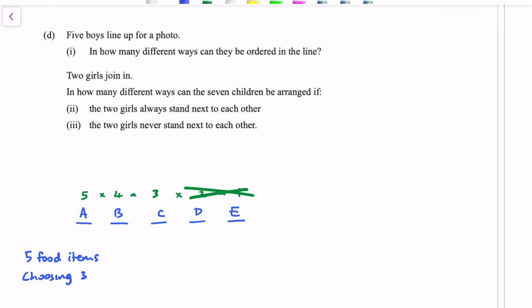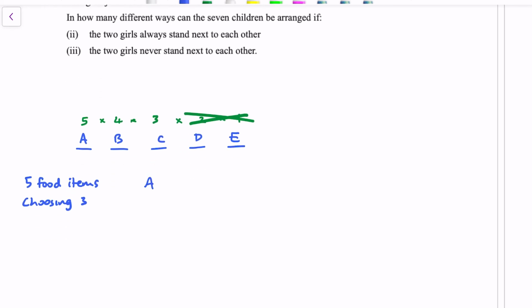And let's just list them. So we could go and pick A, B, and C. Or we could pick A, B, and D. We could pick A, B, and E. Or we might not like the food, whatever A is offering us, so let's ignore A this time and just go B. We could go B, C, D, or B, C, E. C, D, E. Is that it? 3 and 6.